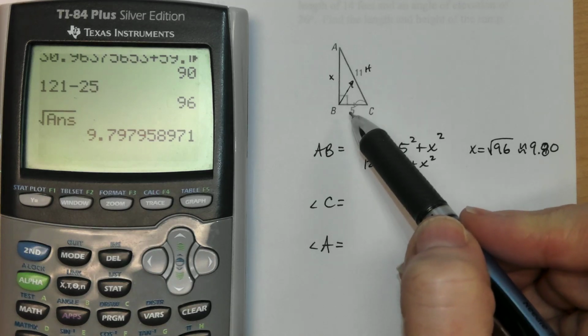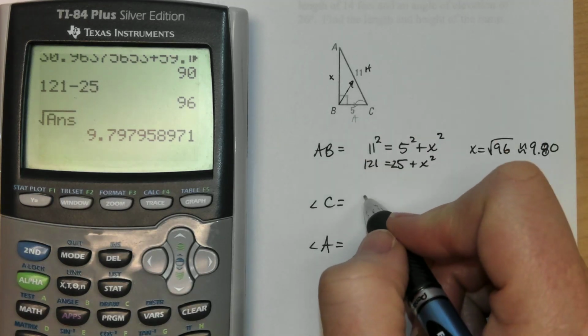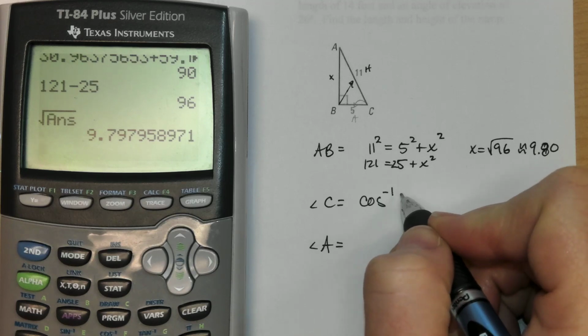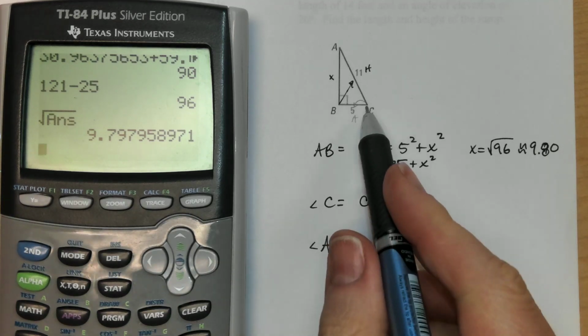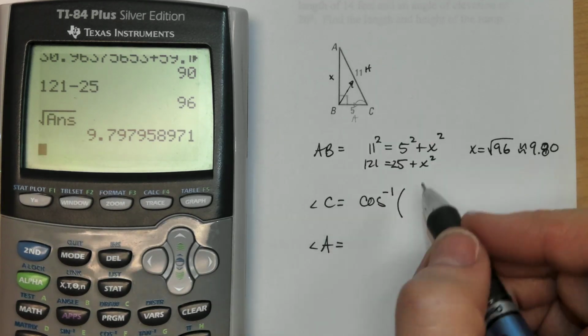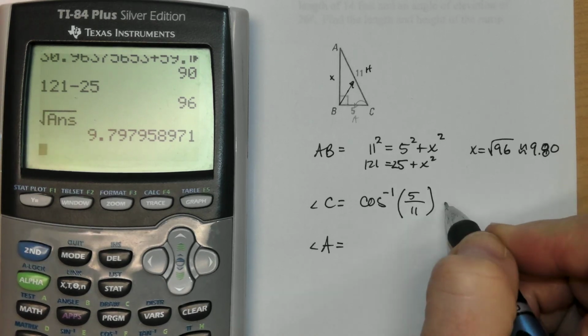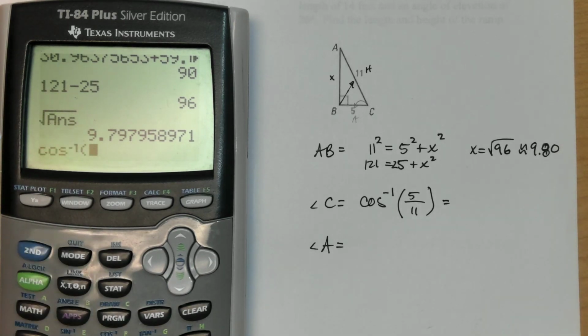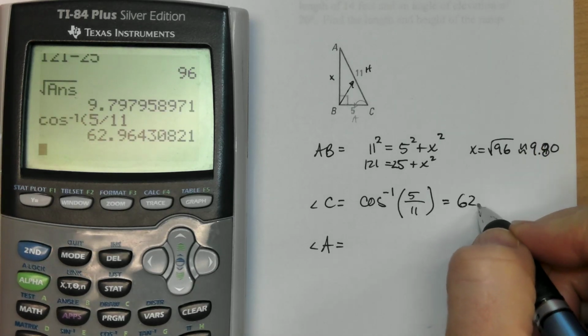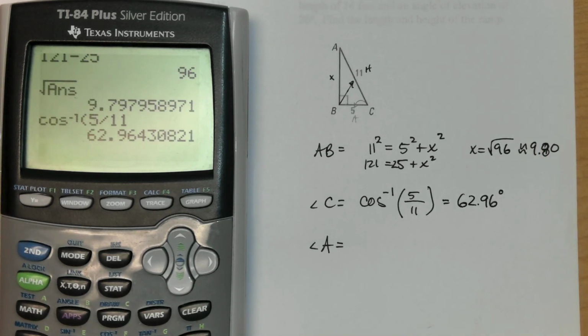So we have adjacent and we have hypotenuse. That means we're going to be doing cosine. Inverse, because we want an angle here, we're finding angle C. And adjacent is 5 and hypotenuse is 11. So cosine inverse, 5 divided by 11, gives me about 62.96 degrees.